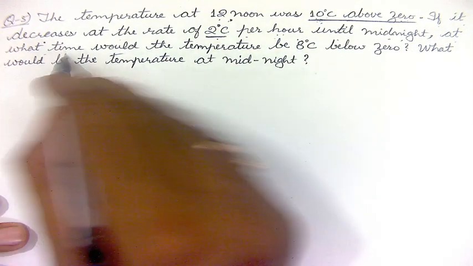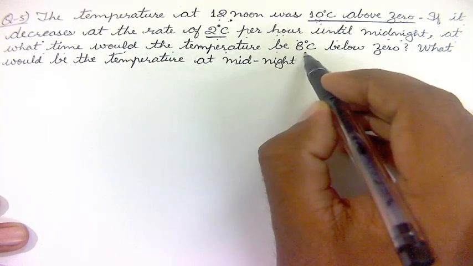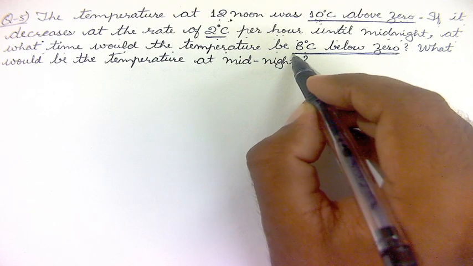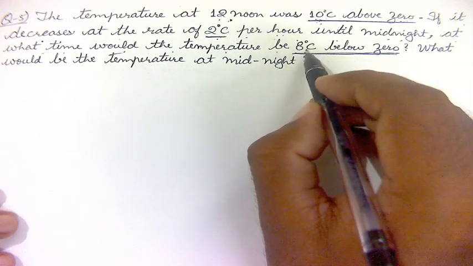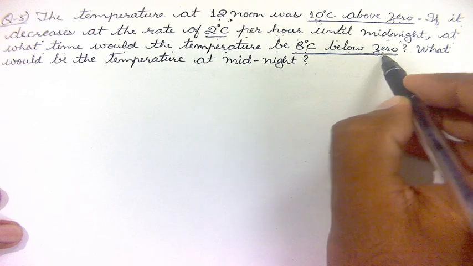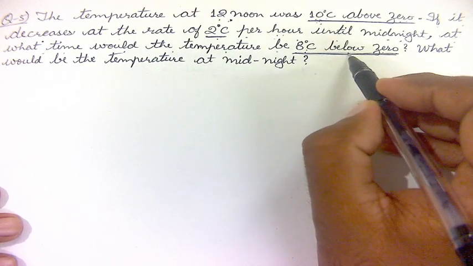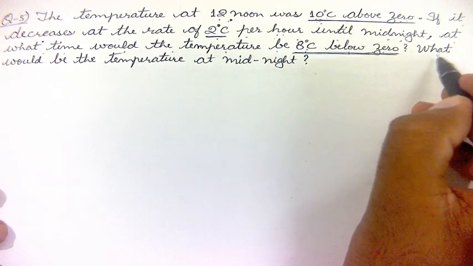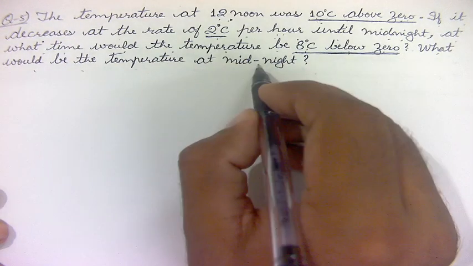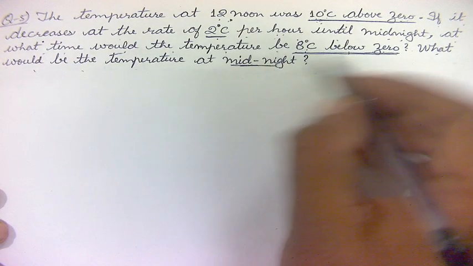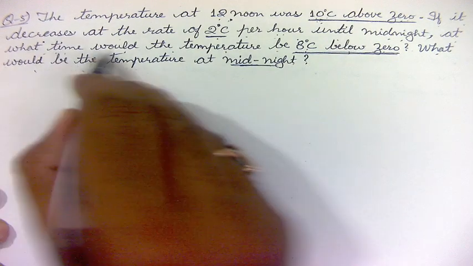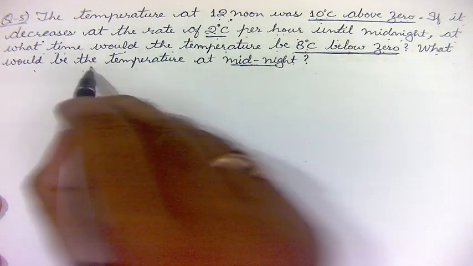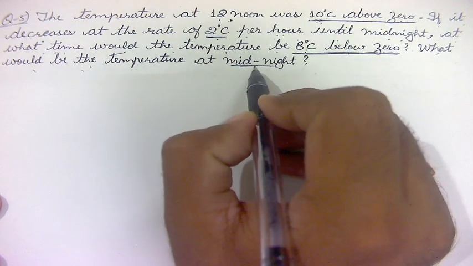At what time would the temperature be 8 degrees Celsius below 0? Now you have to tell the time at which the temperature will become 8 degrees Celsius below 0. Means it will become minus 8 degrees. Below 0 means it is less than 0, so it will be minus 8. And you have to tell what would be the temperature at midnight. So there are 2 parts in this. First you have to tell at what time the temperature would be minus 8 degrees Celsius, and what will be the temperature at midnight.